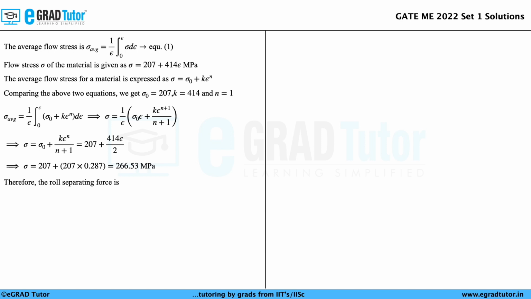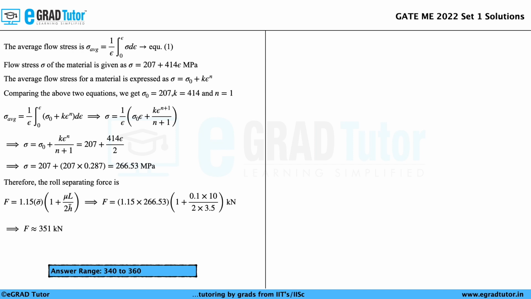Therefore, the roll separating force experienced is F equal to 1.15 into 266.53 into 1 plus 0.1 into 10 by 2 into 3.5. Simplifying that will give us the roll separating force as 351 kilonewtons. The accepted answer range for this question is 340 to 360.